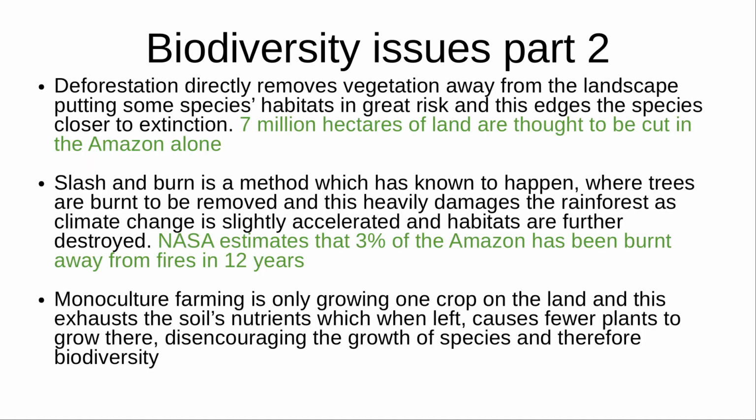Deforestation directly removes vegetation away from the landscape, putting some species' habitats in great risk, and this edges the species closer to extinction. Slash and burn is a method which has been known to happen, where trees are burnt to be removed, and this heavily damages the rainforest, as climate change is slightly accelerated and habitats are further destroyed. Monoculture farming is only growing one crop on the land, and this exhausts the soil's nutrients, which when left, causes fewer plants to grow there, discouraging the growth of species and therefore biodiversity.